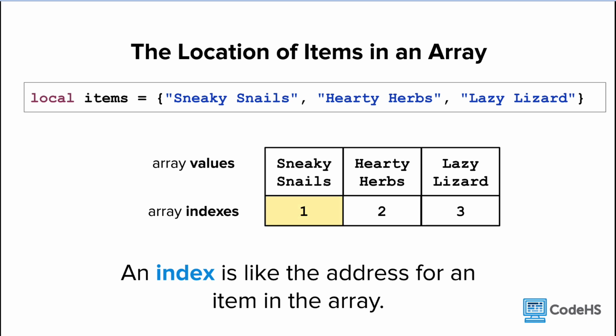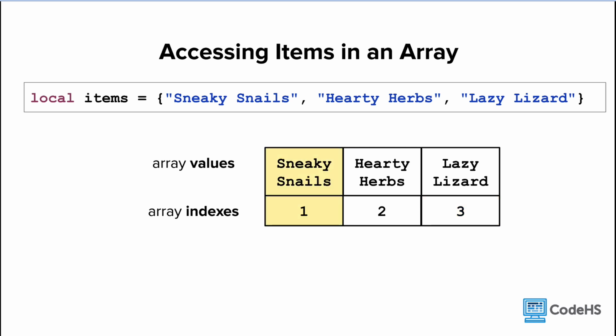In Lua, the first element always has an index of 1, and then each following has an increasing index value. So in this example, Hardy Herbs has an index of 2, and Lazy Lizard has an index of 3. We can use the index values to access the individual elements in an array.